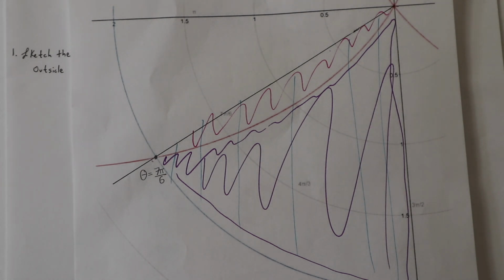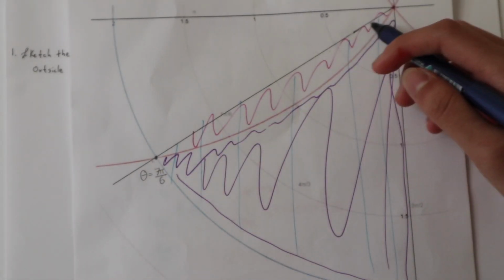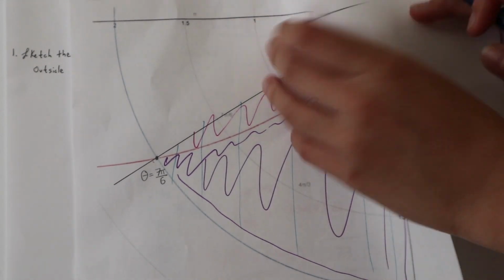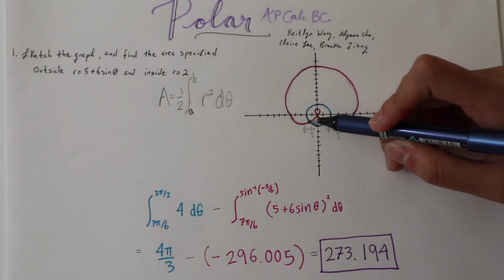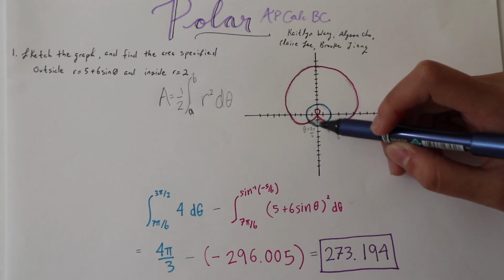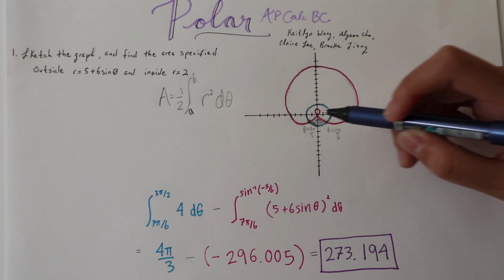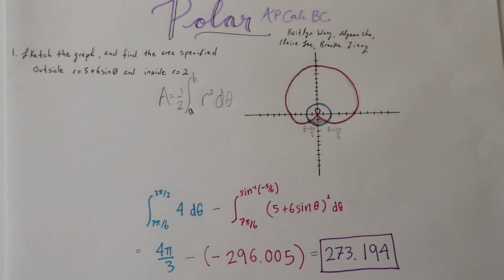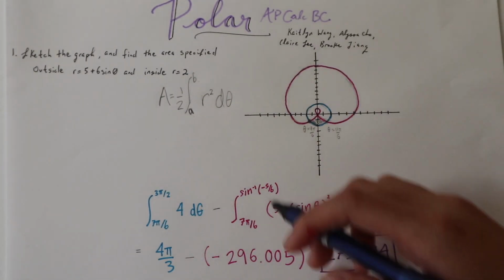A common mistake for this problem is drawing the graph too small and not noticing that when you plot the line for 7 pi over 6, it actually goes into the limaçon as well. And so as you can see here, in this smaller graph that we made, you can't really notice. So instead, some students may just find this area and be done, when it's actually supposed to minus this as well.